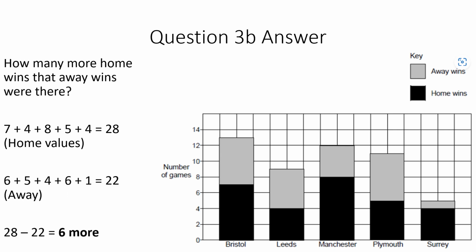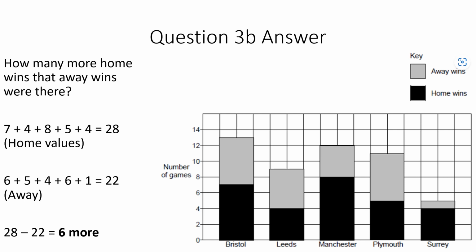And if we look at the second answer here, we've got to do a bit of work for these. So if we look at the home values, we've got 7 for Bristol, 4 for Leeds, 8 for Manchester, 5 for Plymouth, and 4 for Surrey. So we've got to add those together to make 28.